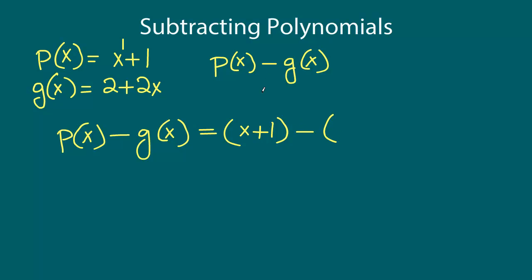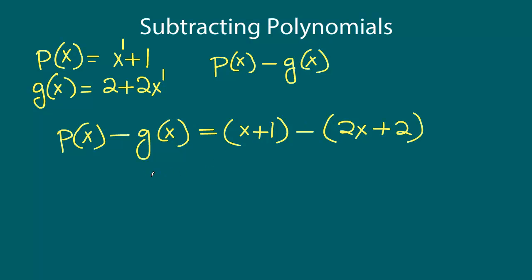And now we want to write the second polynomial g(x) in standard form. This is a linear polynomial, so this term has to come first. We first write 2x, which is this term, and then we write plus 2. So here we have both polynomials written in standard form, and this minus sign stands for this minus sign, right?